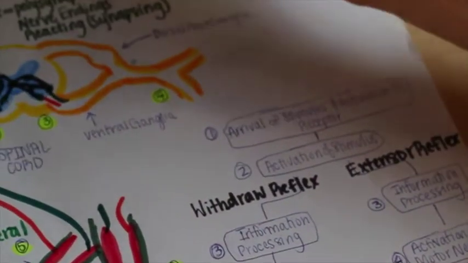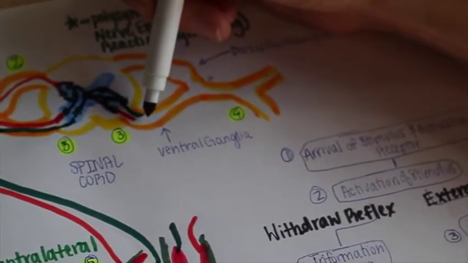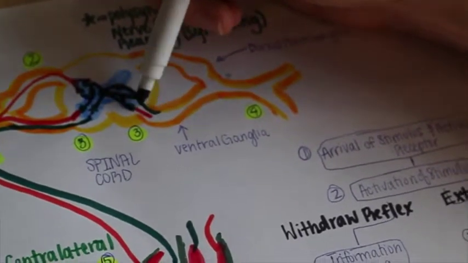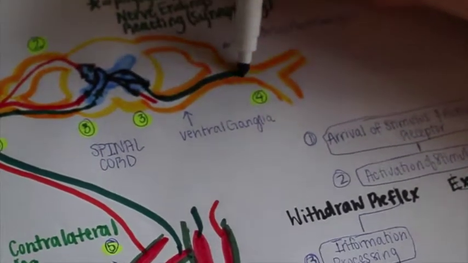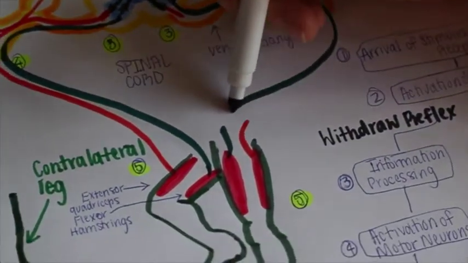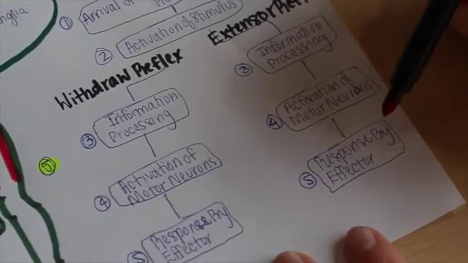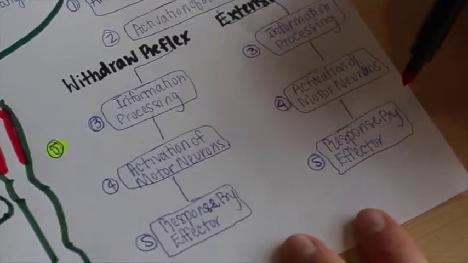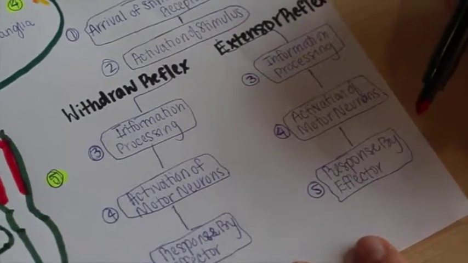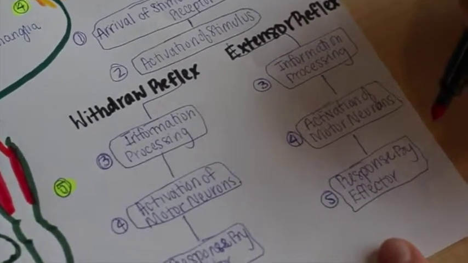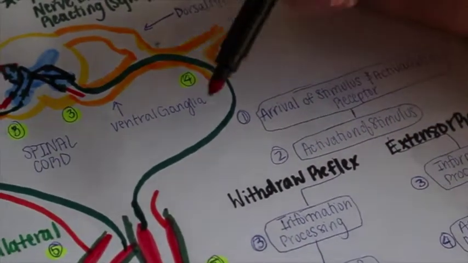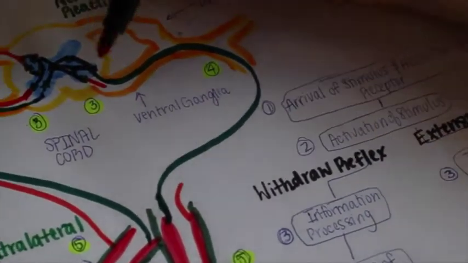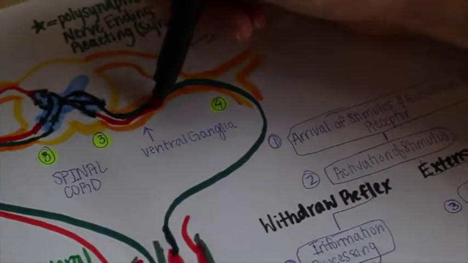Once activated, an excitatory extensor muscle signal is sent to the quadriceps, causing them to contract. Step 5, response by effector, part 2, completing the extensor reflex within the contralateral leg. Once activated, the inhibitory flexor muscle signal is sent to the hamstrings, causing them to relax.